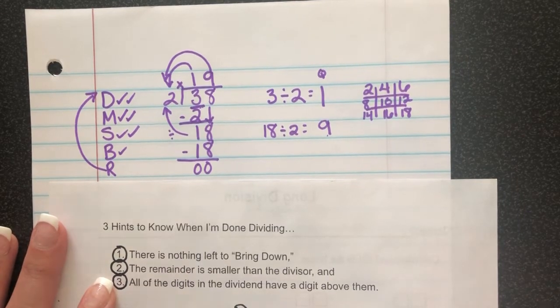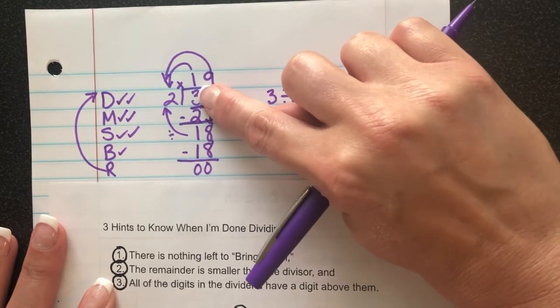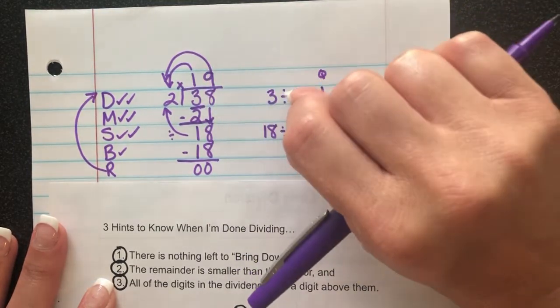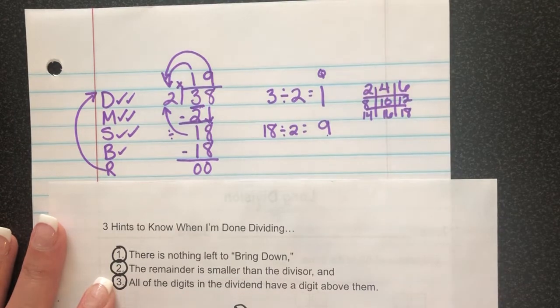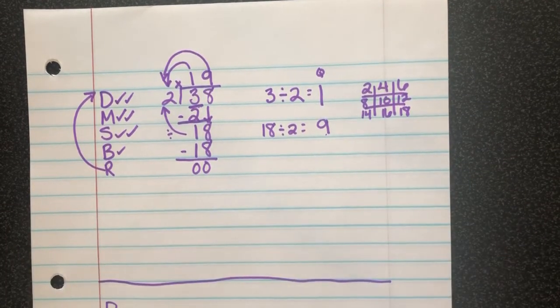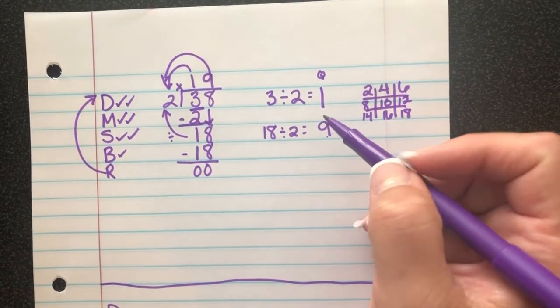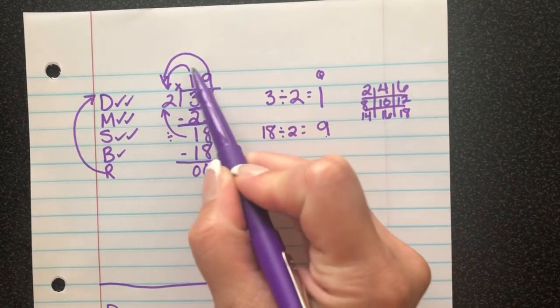All of the digits in the dividend, here are my digits in my dividend, have a digit above them. Yes, they do. So we can check off clue 3. Since we were able to check off all 3 clues, that means that we are done, except for checking.